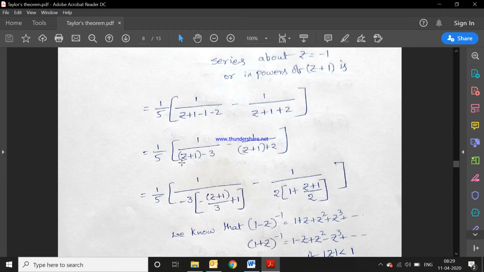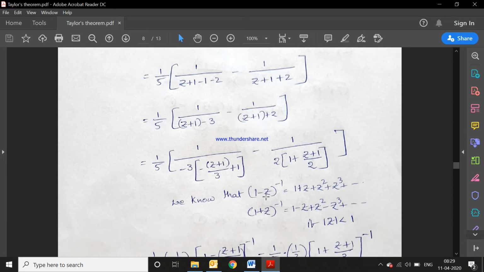-3 common from the first denominator. We get minus z plus 1 by 3 plus 1, because here we took -3 common, that's why we get plus 1. Here it is in the form of z plus 1, so you take common only plus 2. Plus 2 common, we get 1 plus z plus 1 by 2. We know the expansions of 1 minus z whole power -1 and 1 plus z whole power -1. The expansion of 1 minus z whole power -1 is 1 plus z plus z square plus z cube. The expansion of 1 plus z whole power -1 is 1 minus z plus z square minus z cube plus so on, if mod z is less than 1.